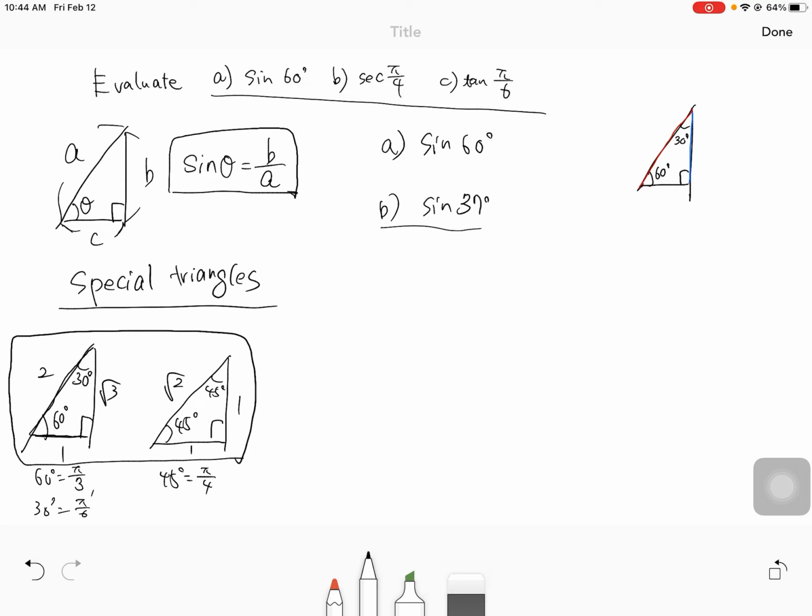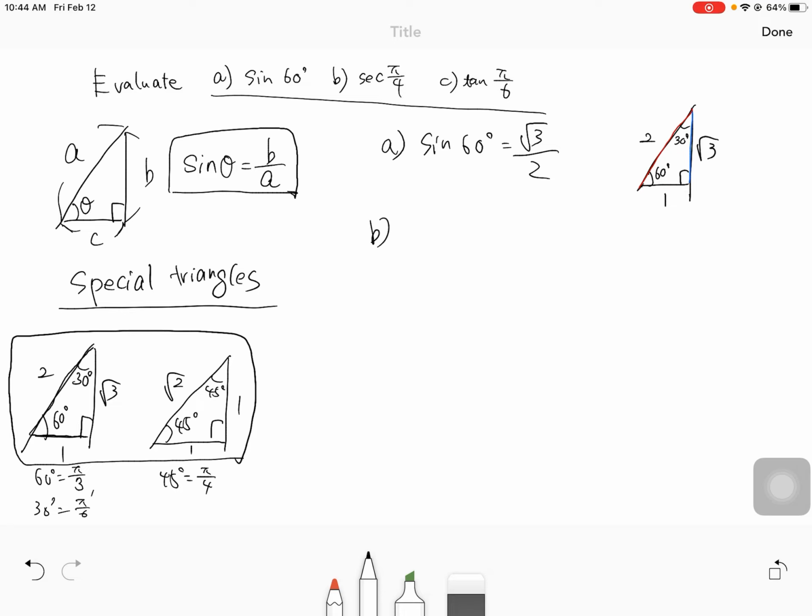Without using calculator. Okay. So let's work on question number A, sine 60 degrees. Like I said, the ratio of the sides is going to be 1 to square root of 3. So sine 60 degrees is square root of 3 over 2. It's pretty easy, isn't it?